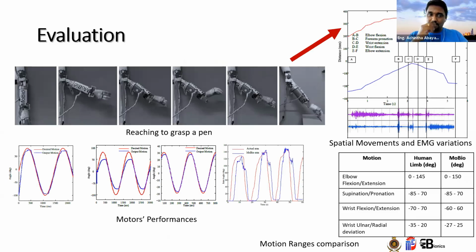The first experiment we did was to reach out to an object, pick it and place it. Those are the results we observed, and we also checked the motor performances, which were within acceptable parameters. You can see a motion comparison between the human limb and the prosthetic arm, that is the arm we manufactured. As you can see, they are also very close to the human upper limb parameters.